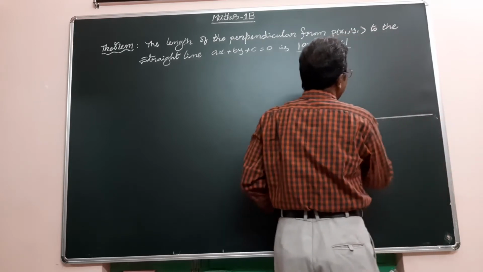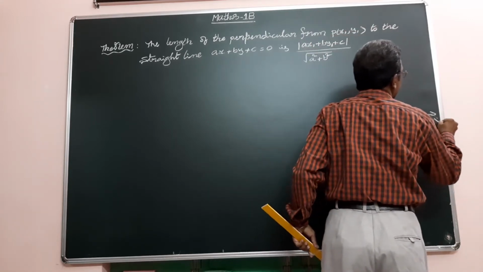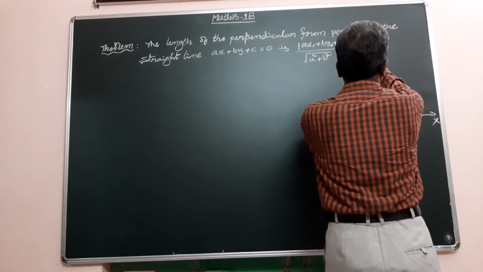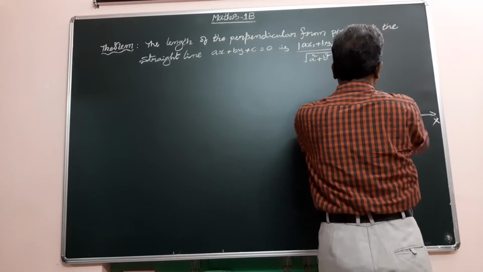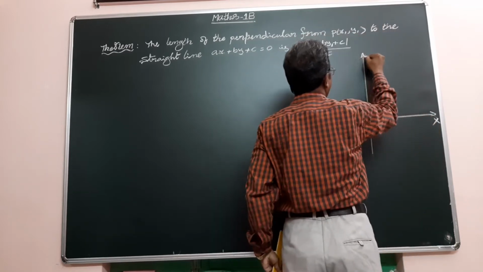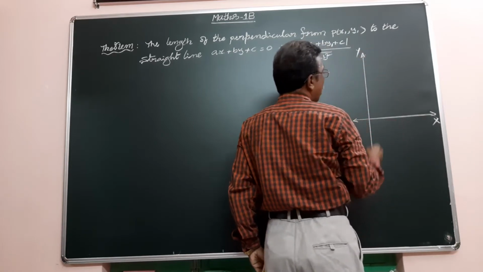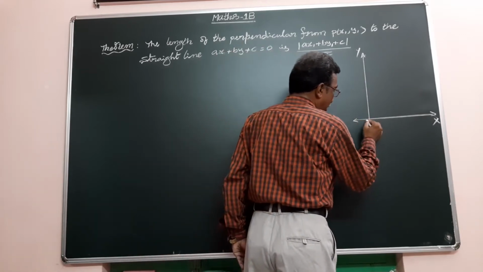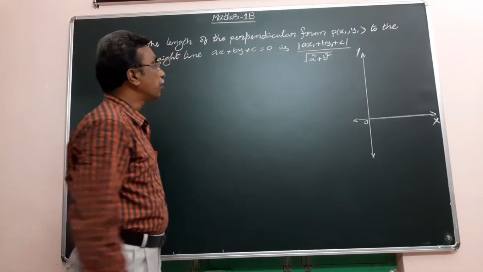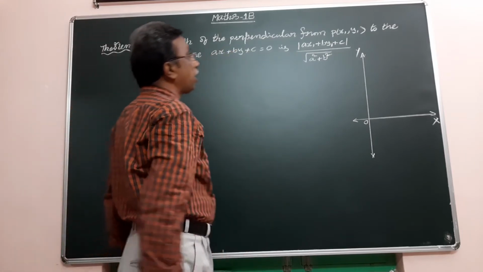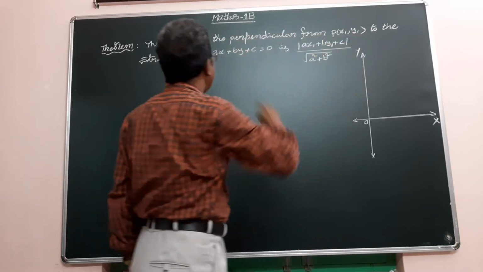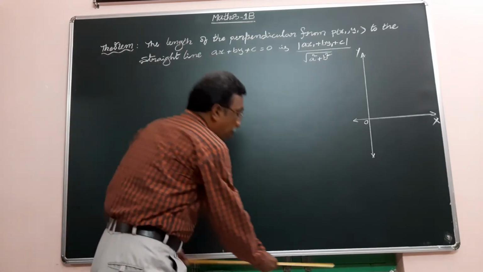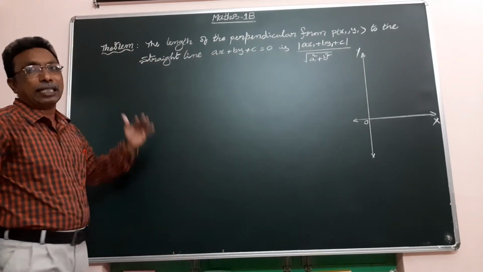This is the x-axis. This is the y-axis. This is the origin. Origin is O. Now, the length of the perpendicular from P of x1, y1 to the straight line ax plus by plus c equal to 0. Now we prove the theorem by using transformation of axis.